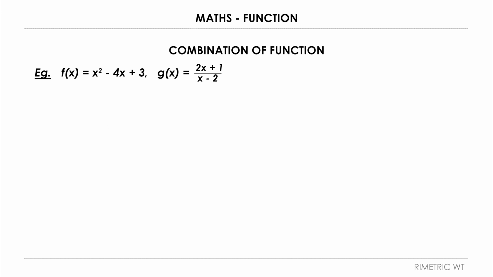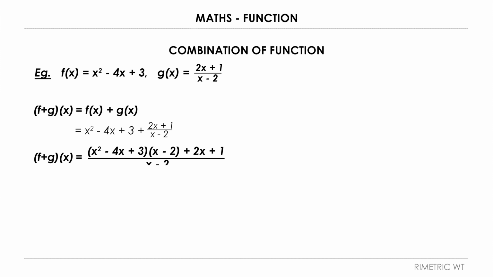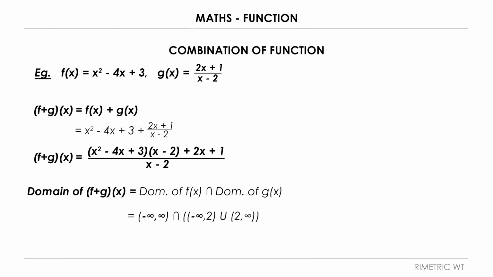Now, let's proceed to finding the sum of the two functions, which is (f plus g) of x, which will be f of x plus g of x, which is x squared minus 4x plus 3 plus (2x plus 1) over (x minus 2), simplified as shown. The domain of the sum function, as we discussed earlier, will be the intersection of the domains of the two original functions. Hence, the intersection of the set of real numbers and the set of real numbers except 2 will be the set of all real numbers except 2, or the domain of g of x.